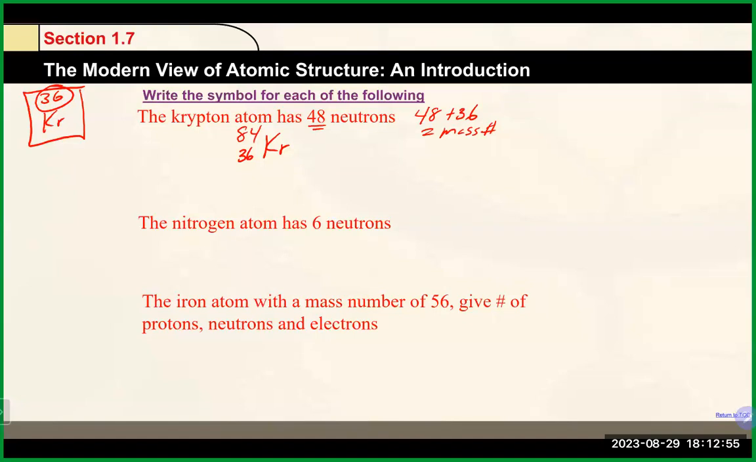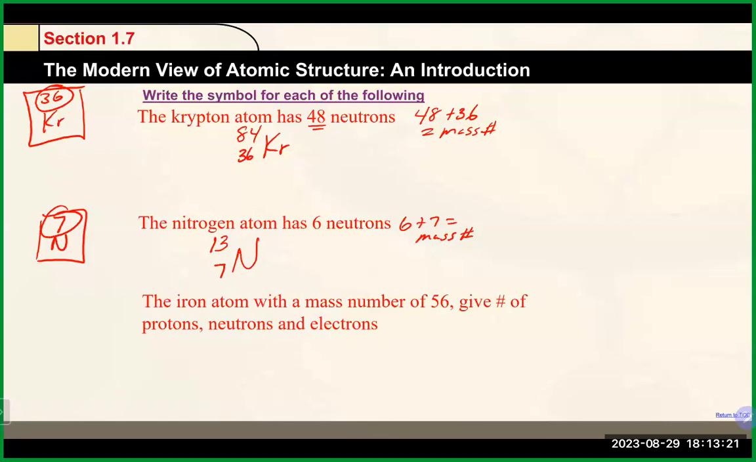Looking at nitrogen, which is N on the periodic table. If we go to the periodic table, we will see a 7 written above it, which is its atomic number. And that means that we should put a 7 on the bottom. That also, again, is the number of protons. So our mass number here will be 6 plus 7, right? And that's going to be a 13 up on top.